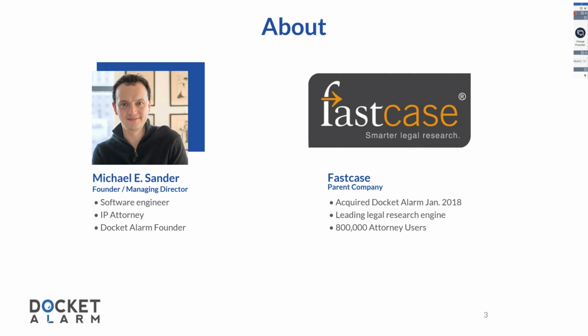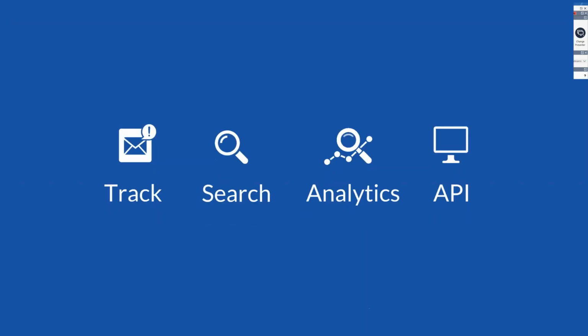In 2018, Docket Alarm was acquired by FastCase, which many of you may know has hundreds of thousands of attorneys nationwide that use the service, largely through the State Bar Association or through law firm subscriptions. Docket Alarm is the docket component of FastCase in many ways. So I'm going to talk quickly about what Docket Alarm really does, and then we're going to go right into the COVID litigation.